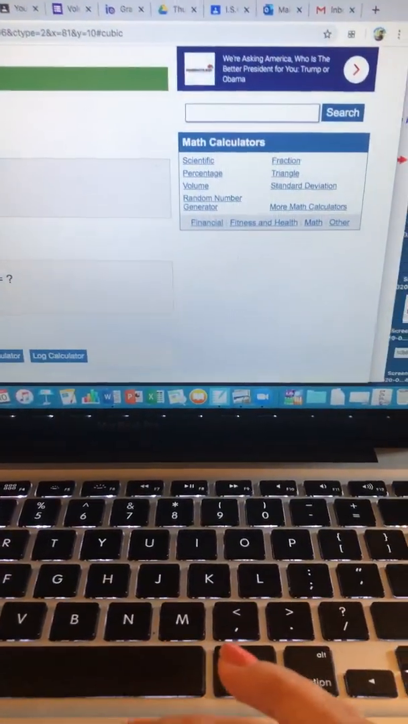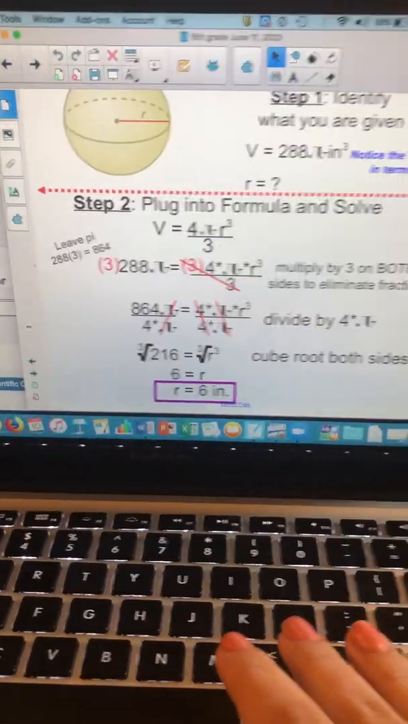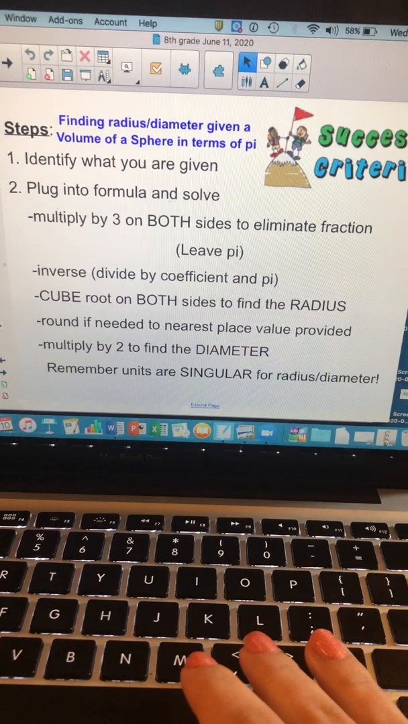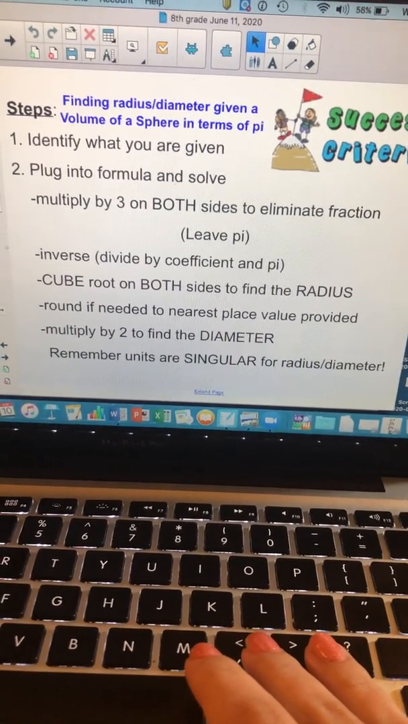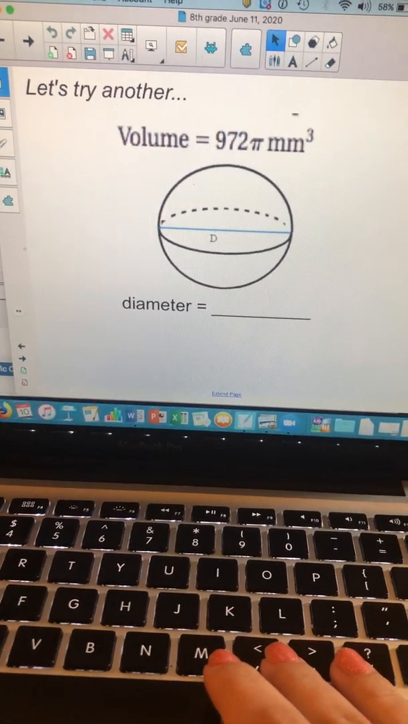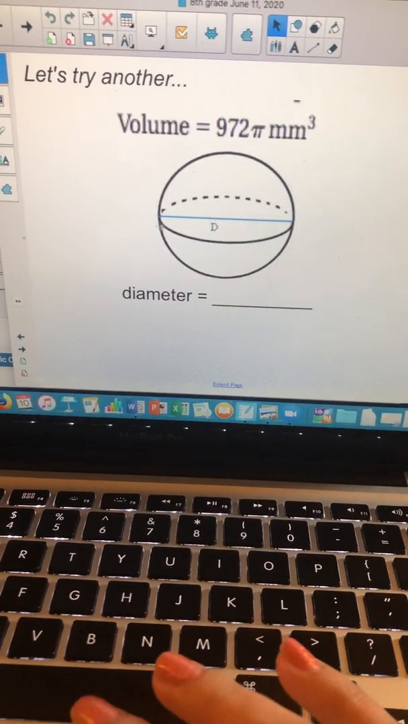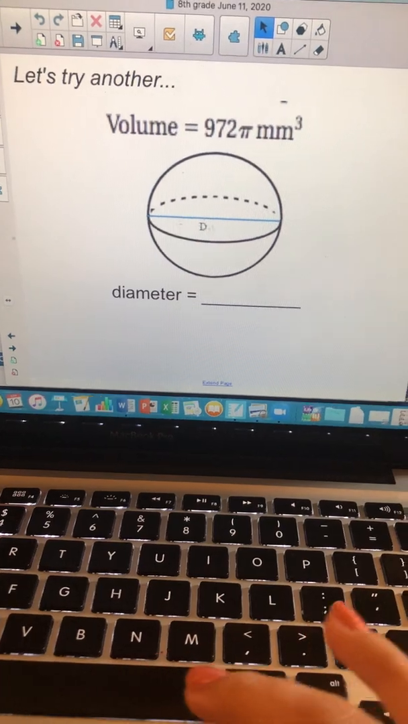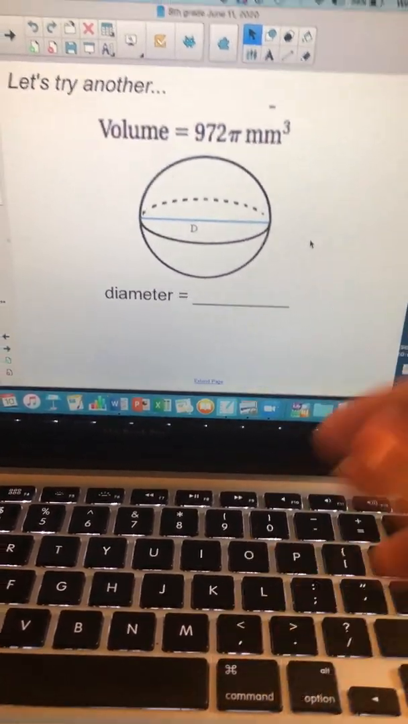Okay, so let's go back to the lesson. Everything I just showed you is there. We'll do one more together and then I'll send you guys off on your way. The steps are here for you, exactly what I took you through. And now let's do this one. So notice in this one, we are looking for a diameter this time. How do I know that? Because the line is stretching from one side of the sphere to the other.